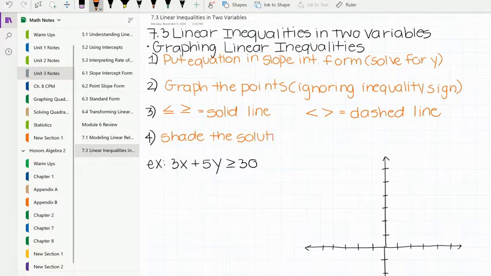So the major difference between an equation and an inequality is that with equations, we have a set answer, right? x equals 3. But with inequalities, it's going to be x is greater than 3, for example. So that means that there's an infinite amount of answers. So in order to account for that, we have to shade to show all of the possible answers instead of just doing the line.